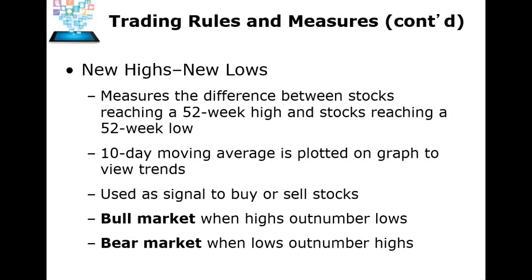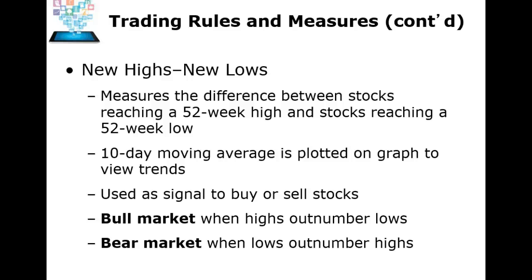So you can get this information every day. And with the new highs and lows, we want to measure the difference between the stocks that are reaching a 52-week high versus the ones reaching the 52-week low. And we could plot that on a graph. And we can do a moving average. A moving average is basically, we add 10 days' worth of new highs and divide by 10. So we get a little smoothing there. And we could do the same thing with the lows, or the difference between the new highs and the new lows, and do a 10-day average and plot that on the chart.